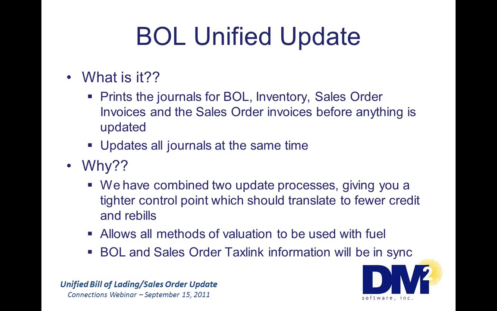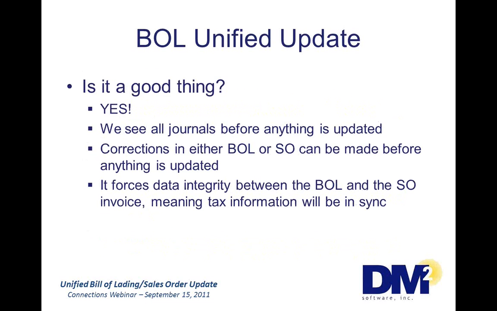So is it a good thing? We think so. You're going to see all the journals before anything is updated. It allows you to look at what the bill of lading journal is reporting and compare it to the sales order invoice journal. You can look at the bill of lading cost and make sure that that's the cost that's on the gross profit journal. You can look at the gross profit journal and see if something is wrong right now with the gross profit before you update.